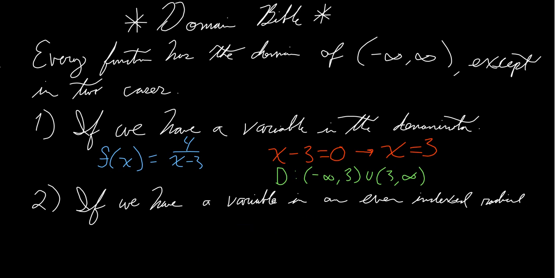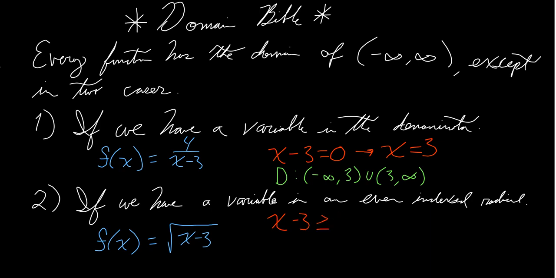So let's give an example here. Let's have some function f of x equal to the square root of, we'll stick with x minus 3. So what do I know I'm not allowed to have in a radical? Similar to my first case, I know I'm not allowed to have a 0 in my denominator. For this one, I know I'm not allowed to have a negative number. So I'm going to put my radicand and equate it to what I'm allowed to have.